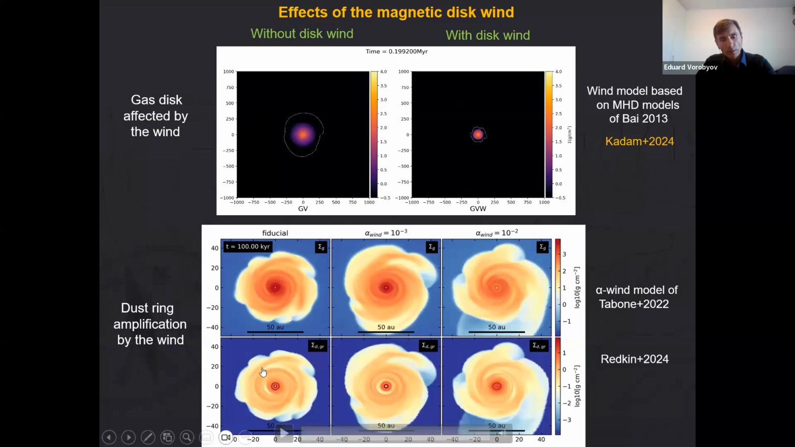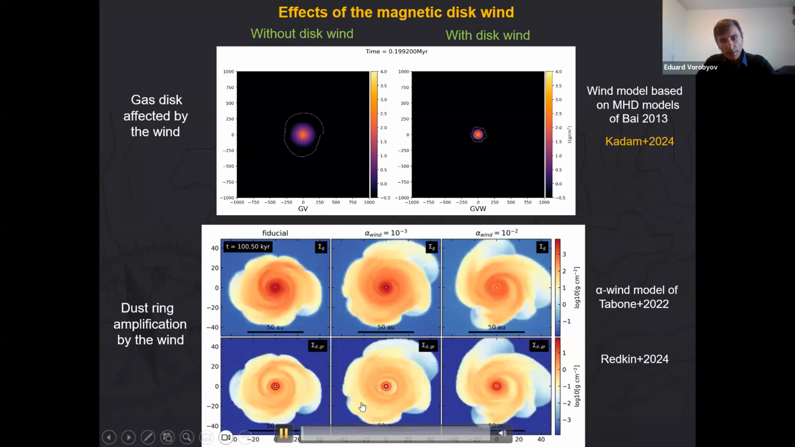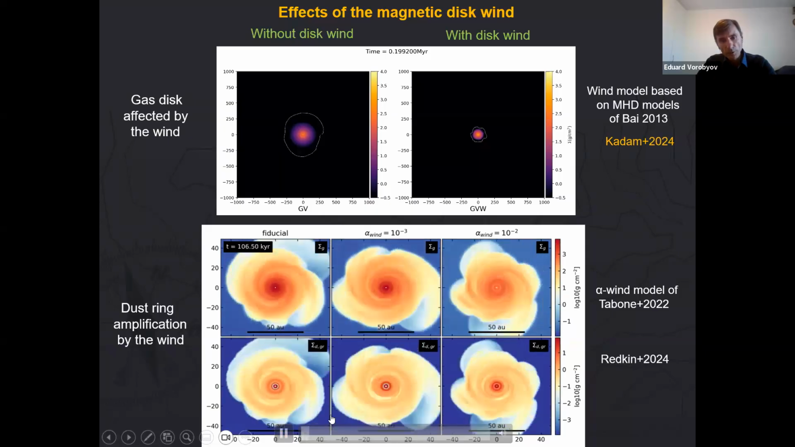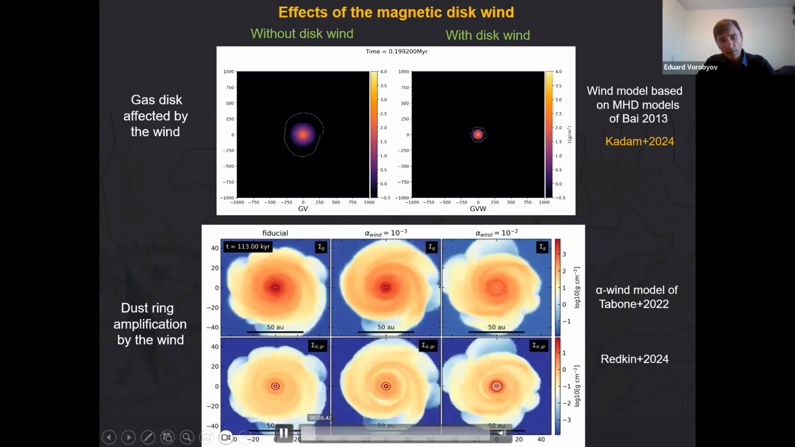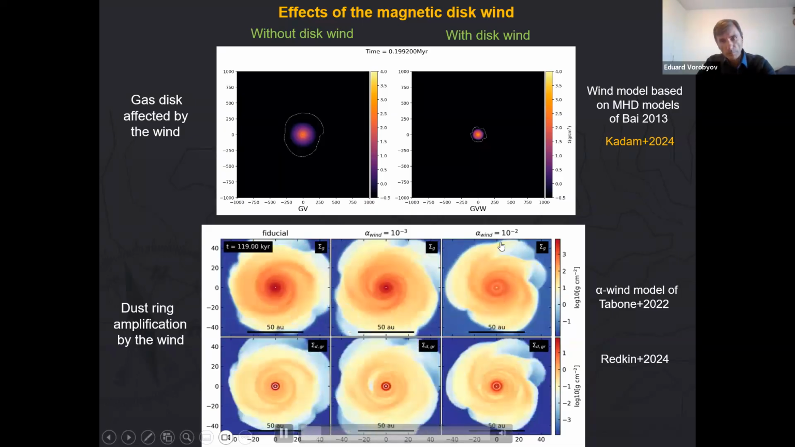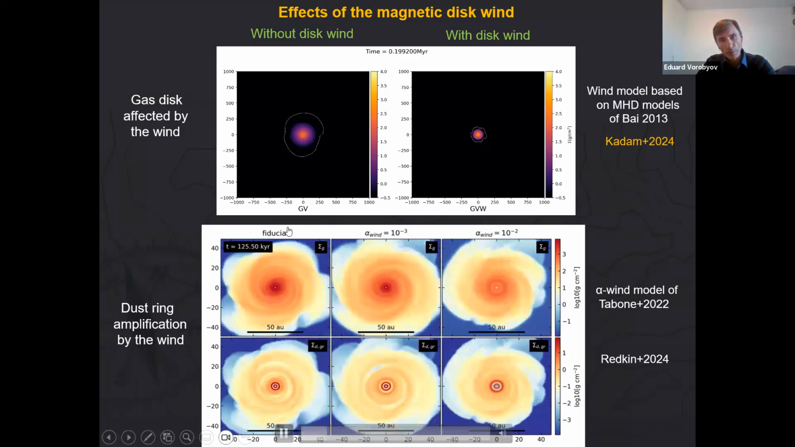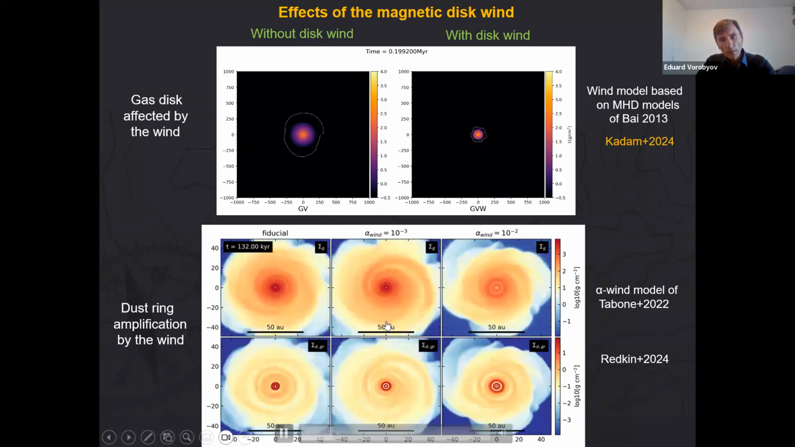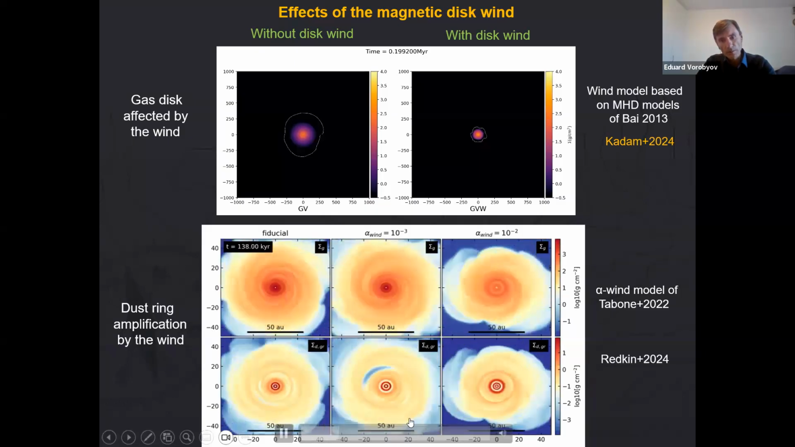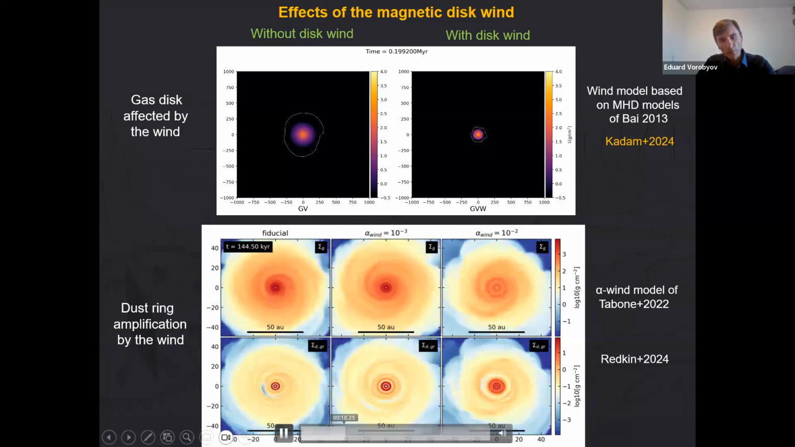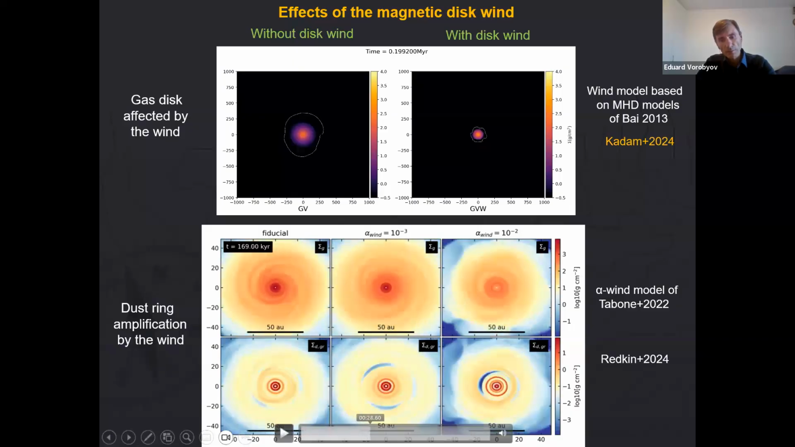Another simulation now shows a large view of the entire disk. Now we focus on the gas and dust. The top panel row is gas, the bottom is dust. We can see how the evolution of the dusty disk changes depending on the efficiency of the wind. This is the fiducial model, no wind. This is a moderate wind and a rather strong wind, and I will scroll further to look at the dust evolution.